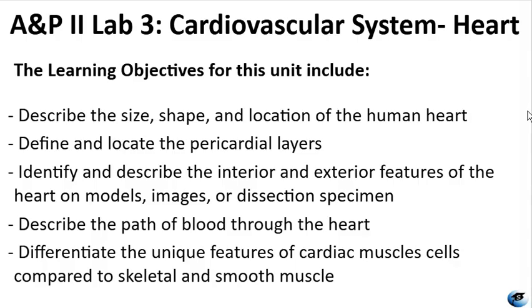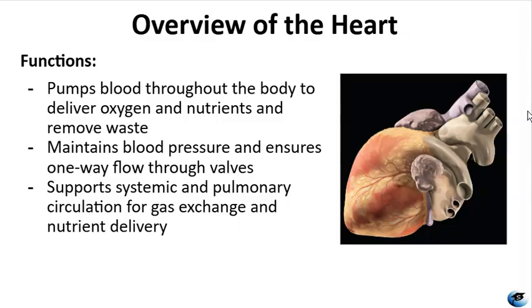So first and foremost, the heart acts as a muscular pump that circulates blood throughout the body. This ensures that oxygen and nutrients are delivered to tissues while carbon dioxide and waste products are carried away for removal. The heart is also important for maintaining blood pressure, keeping it strong enough to move the blood efficiently through the vessels. And it uses valves to control the direction of blood flow, ensuring that there's a one-way flow and no backflow. Finally, the heart supports two major circuits.